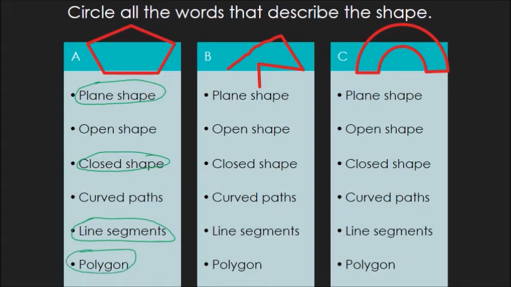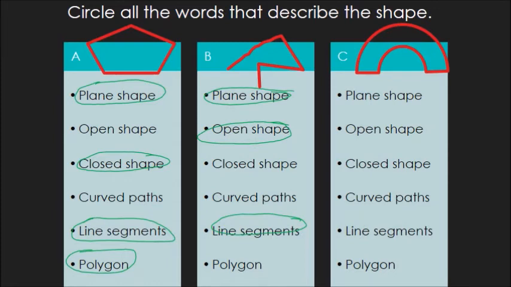Look at figure B. Is it a plane shape? Yes. Is it an open or a closed shape? It's an open shape. It couldn't be a closed shape. Does it have any curved path? No. Is it made up of line segments? Yes. Is it a polygon? No, because it's an open shape. Polygons are closed shapes.